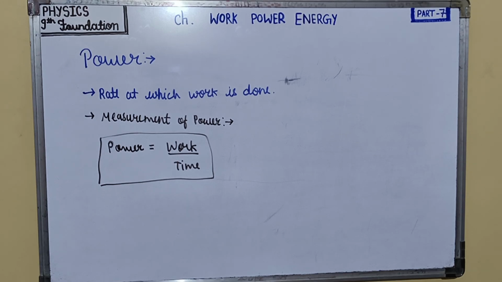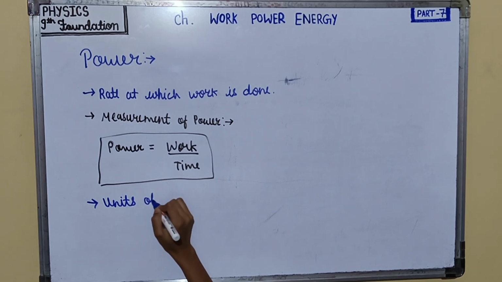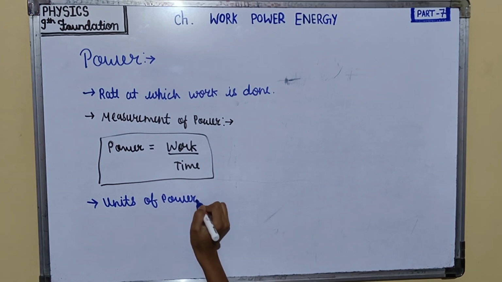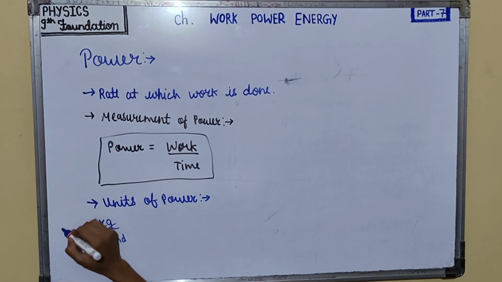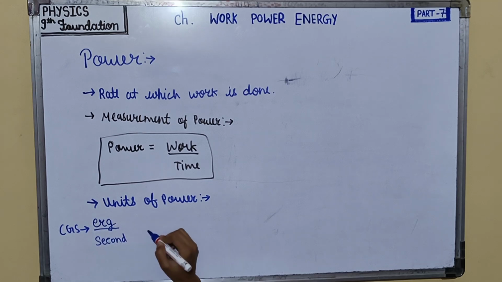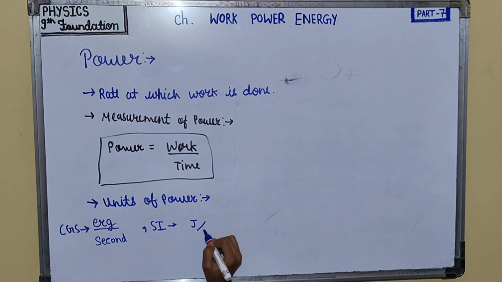Now the units of power. The CGS unit of power is erg per second. And the SI unit of power is joule per second.